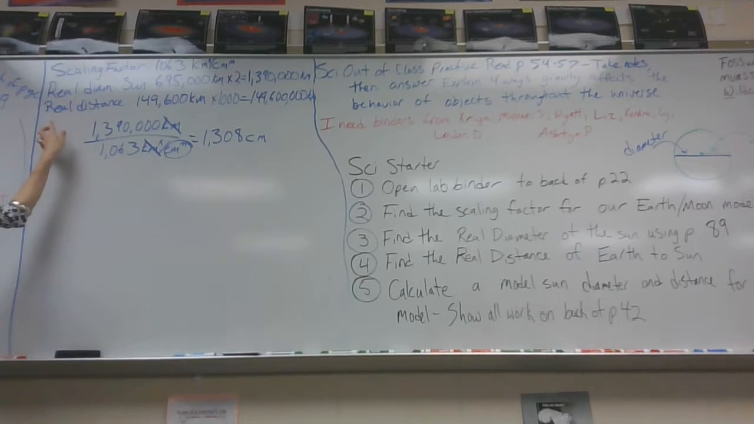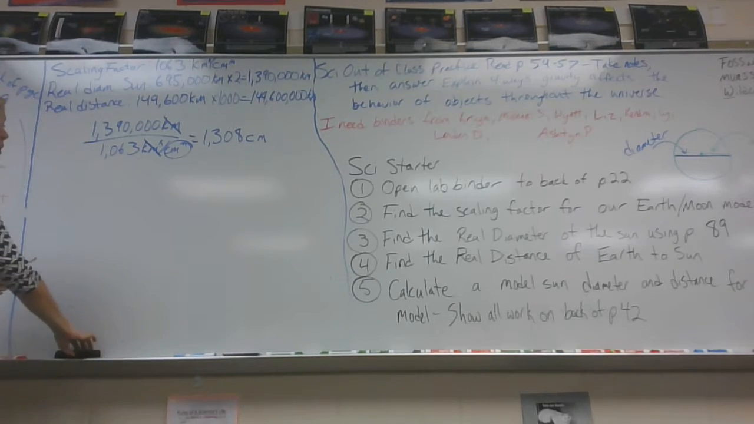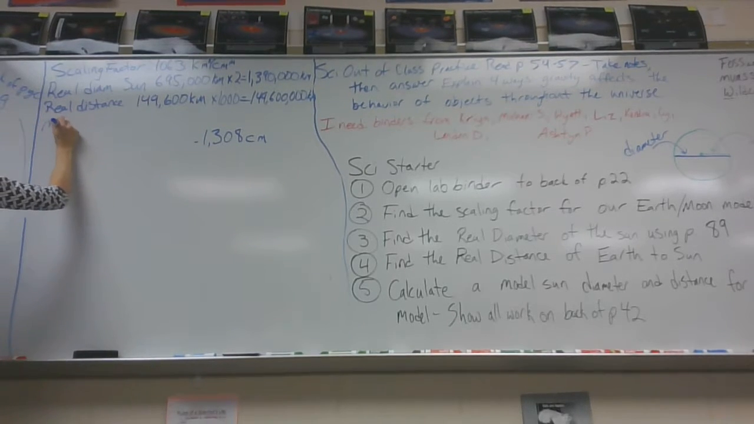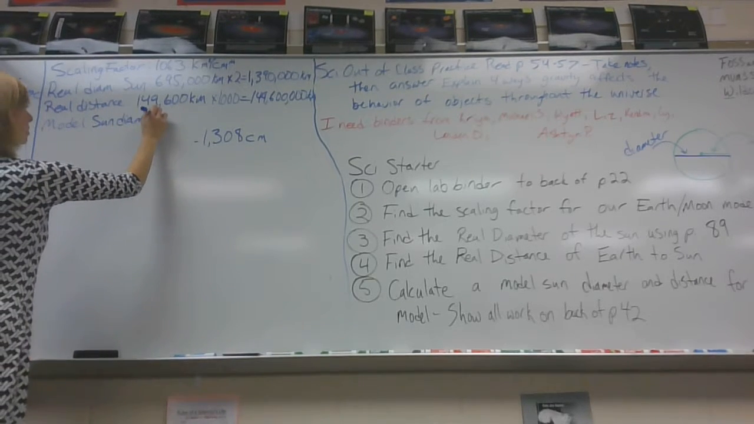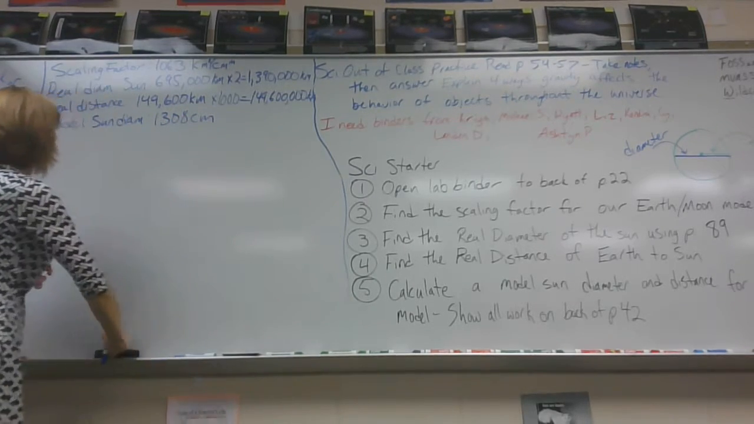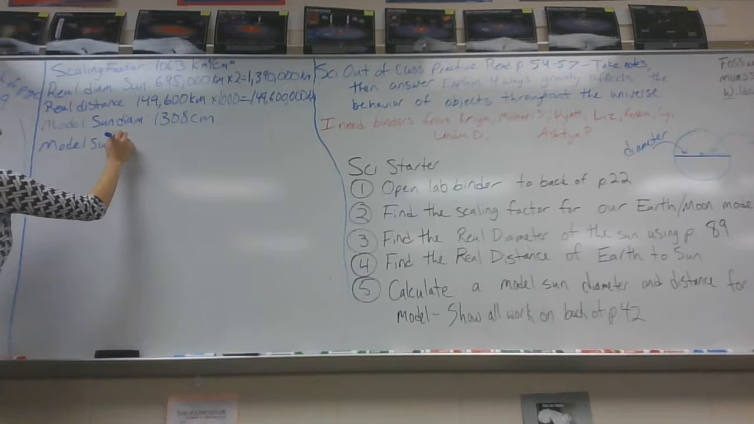Okay, and I'm gonna erase this work and put it up here in a second. You guys don't have to erase the work. I need to make sure you have it down on page 42. Nod your head. I have it down on page 42. Okay. Going once, Isabel? You're good. Going twice? All right. So I'm just gonna label on here model sun diameter equals 1,308 centimeters. Okay, and so I wrote that up here, and now I need to figure out my model sun distance.